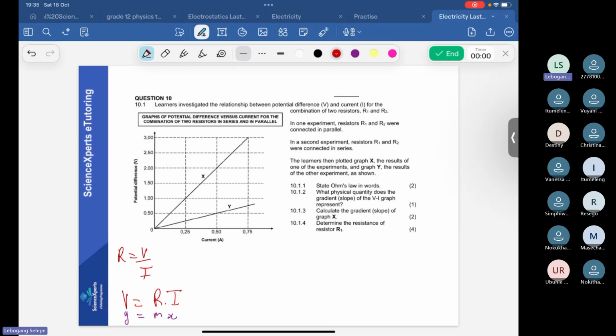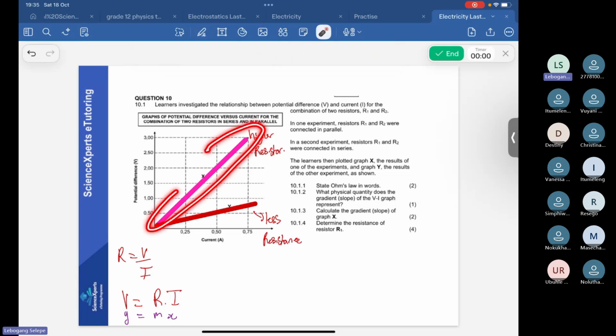Look at this one here. This pink graph has a steeper slope. It's steeper, you see, and this red one is more gentle. Because the red one is more gentle, its resistance is less. So this one has less resistance. When conducting this experiment, they used a higher resistor here, and here they used a lesser resistance.